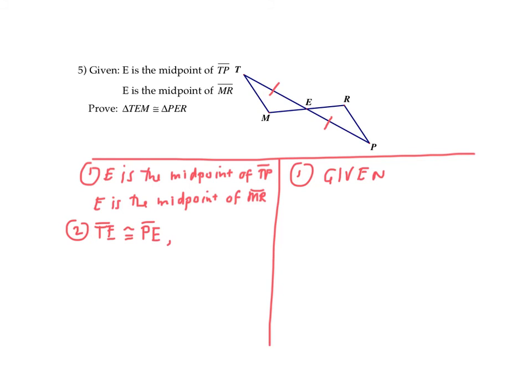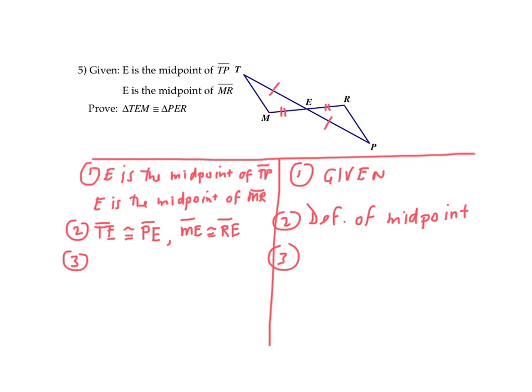Then we also know that E is the midpoint of MR. So ME is congruent to RE. And the reason for knowing this is just by definition of midpoint. And we saw that in our last proof too. Okay, now we're out of given information. This is where we have to go to the diagram and see if there's anything else that we can figure out that's true about these two triangles.